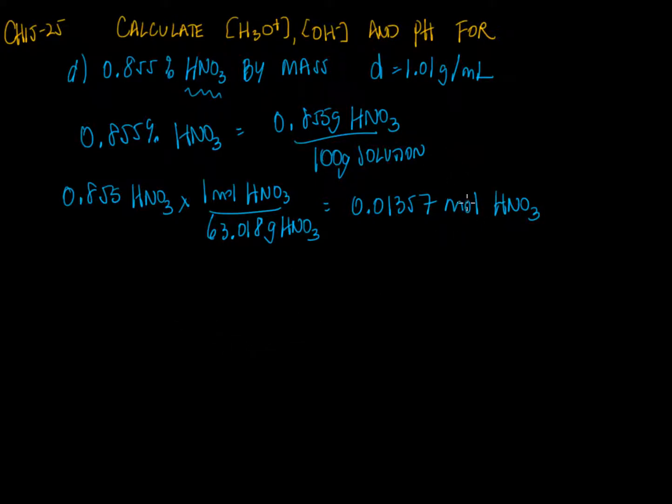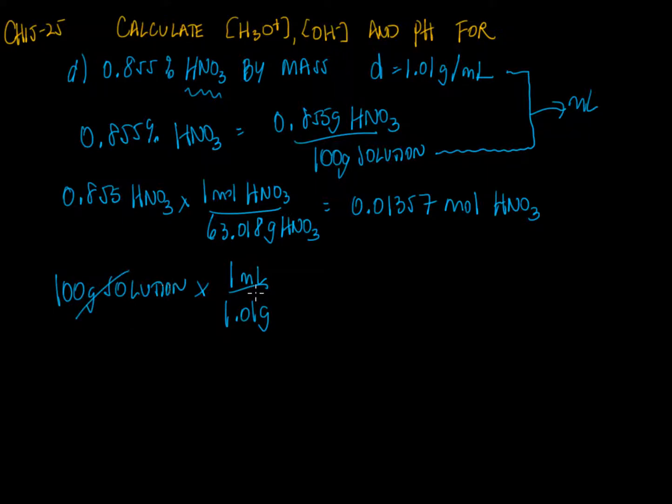So we got moles. Now remember, concentration is moles per liter, and we have grams of solution. So we're going to use the grams of solution and the density to find milliliters of solution. Let's take a look how that works. 100 grams, we're basically going to divide by the density. 1 milliliter of solution weighs 1.01 grams. The grams cancel, and we're left with milliliters. The value I get is 99.01 milliliters. We convert this to liters, milliliters cancel, and we're left with 0.09901 liters.